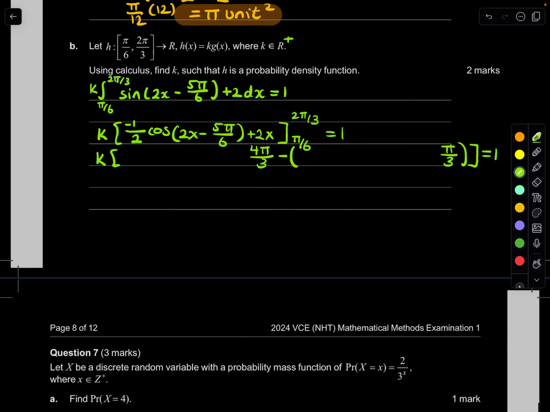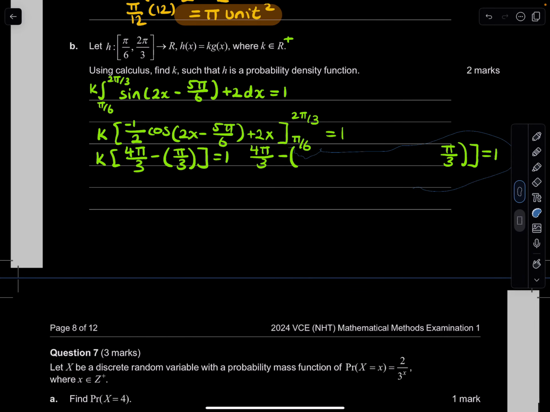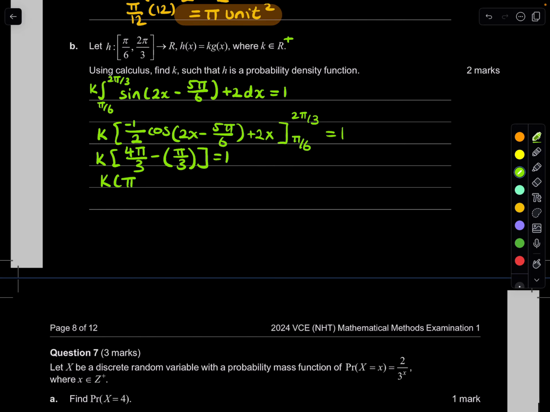Now, all right, let's simplify this. It's basically 4 pi on 3 minus pi on 3 must be equal to 1. So let me just take this pi here, this is useless now. So this is going to be k times pi equals 1, because 4 pi on 3 minus pi on 3 is pi. Hence, your k value is 1 over pi. Beautiful, that looks good. I'm going to hope I haven't made any algebraic mistake, but that looks good.